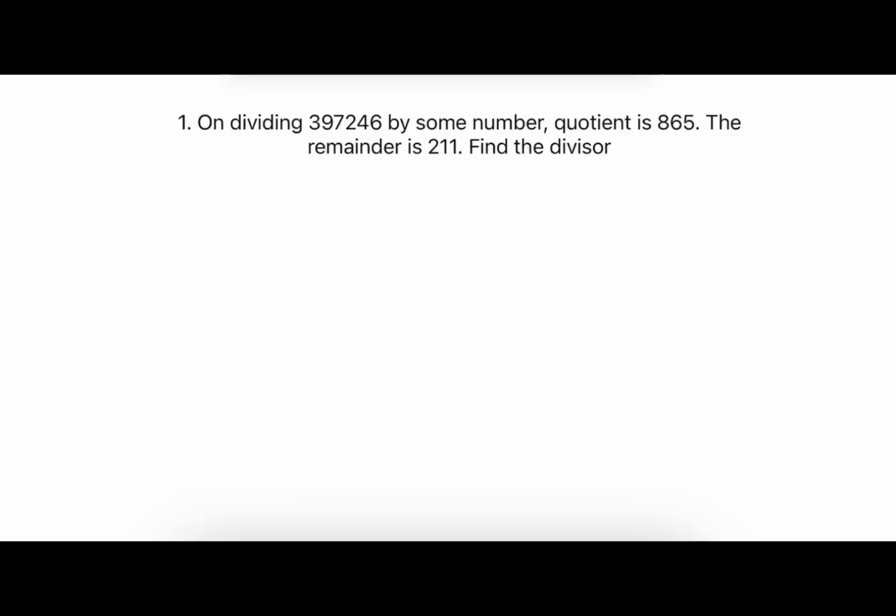Let us solve the first question. On dividing 3,97,246 by some number, quotient is 865. The remainder is 211. Find the divisor.